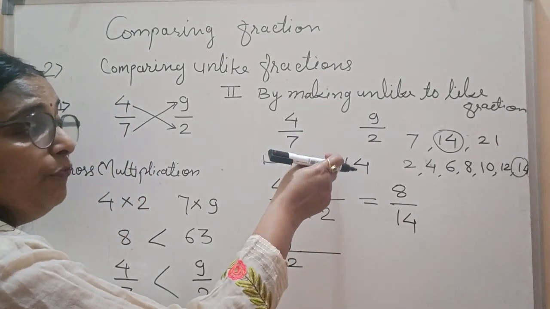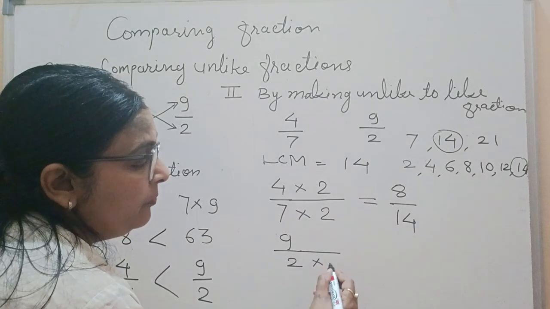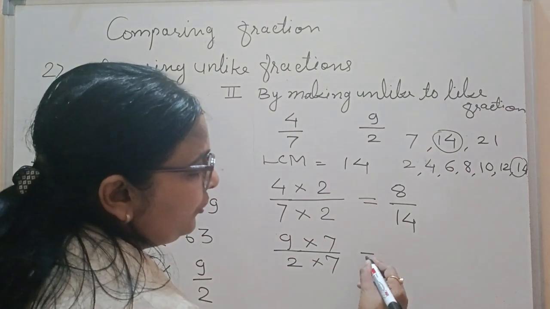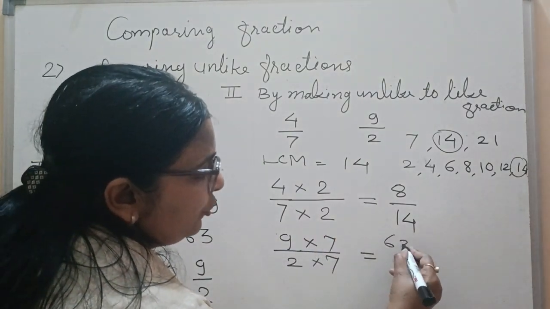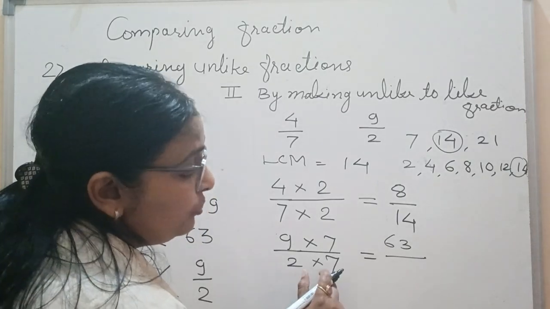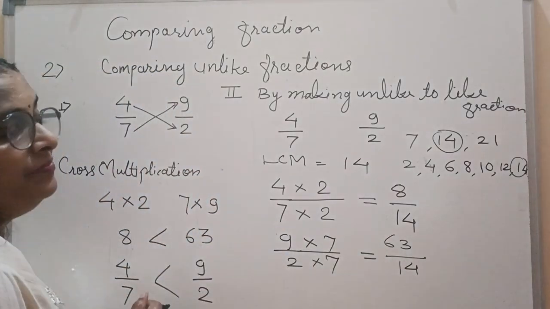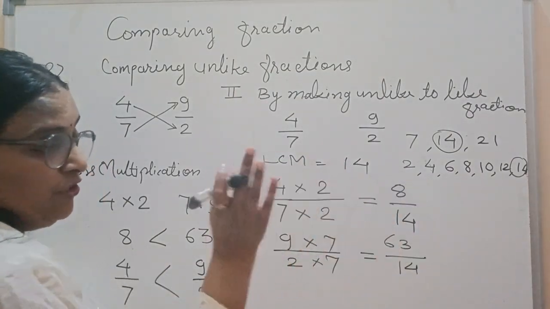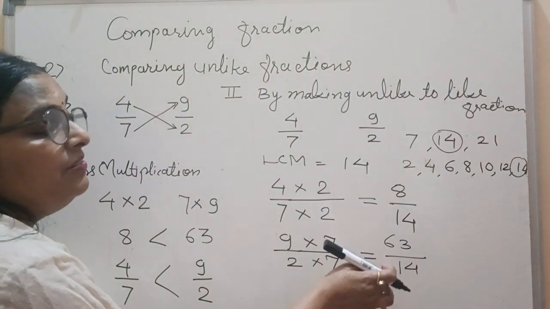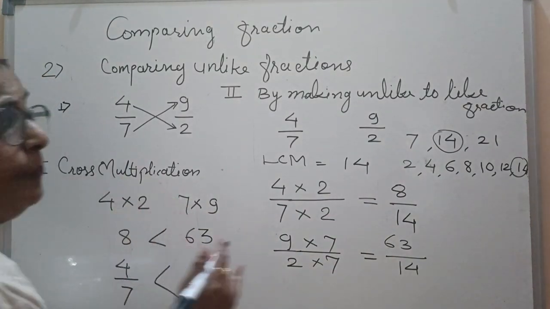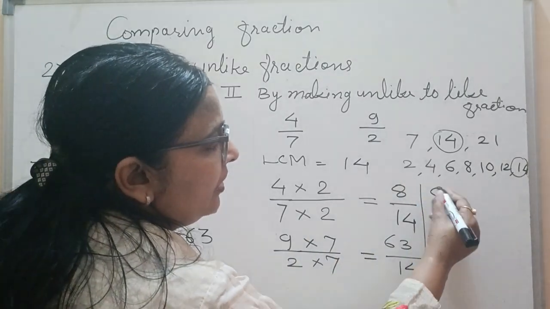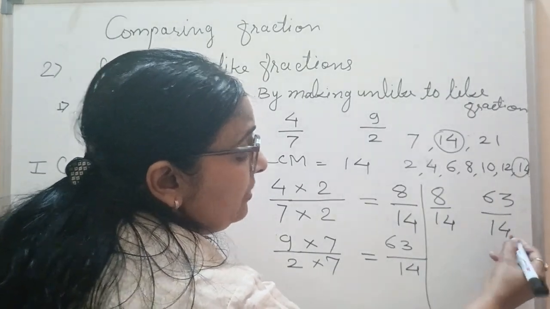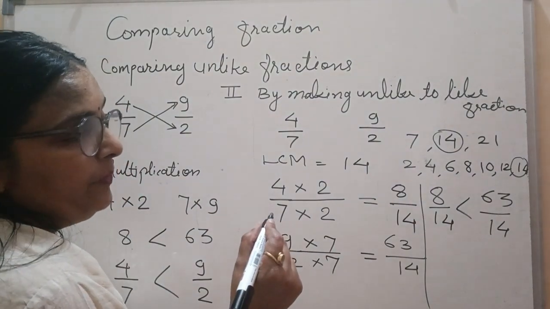Here also you need 14 in the denominator. So by which number are you multiplying? By 7. Again here by 7. So what will you get here? 9 sevens are 63. Here 2 sevens are 14. Now you see you got like fractions, because the denominators are equal. Now you can compare them. Here 8 by 14 and here 63 by 14. Which one is greater? 63 by 14 will be greater.